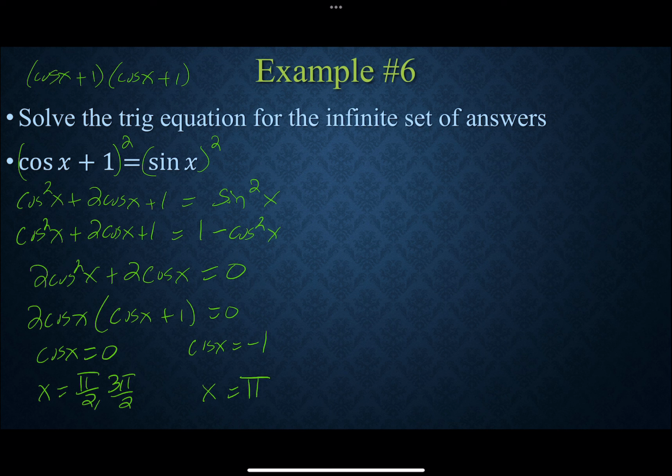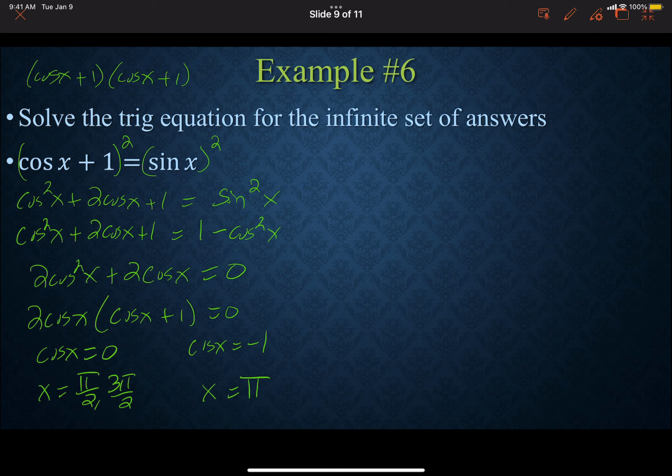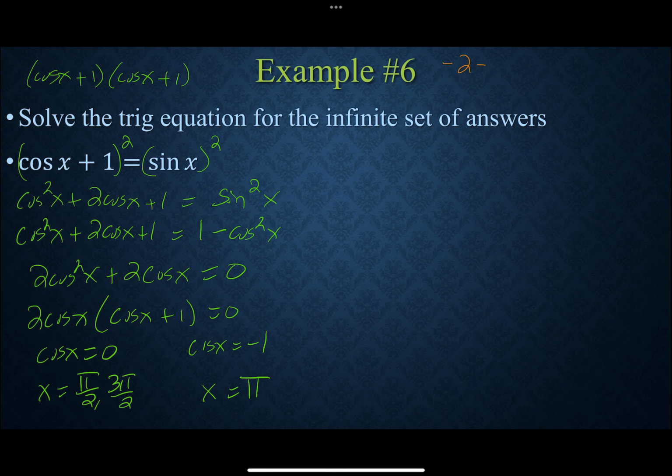Now, for each of these answers, we can't just go to our infinite set just yet. Because since we squared both sides, we do need to check to see, do we have extraneous solutions? Because if, for example, you had an equation where you had negative 2 equals 2, that's clearly false. But by squaring both sides, it becomes 4 equals 4, which looks to be true. So we need to test to see if that's actually going to occur. So we have to substitute each of these three answers back into the original pre-squared expression. So we're going to work with cosine of pi over 2 plus 1 equals sine of pi over 2.